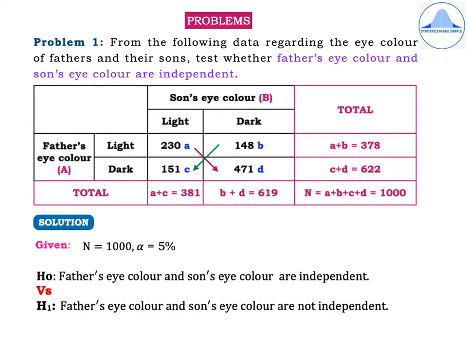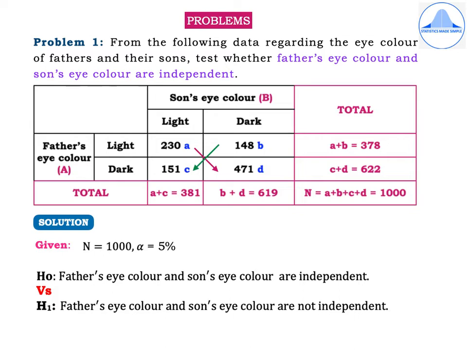The totals are not given. We compute the totals. The information given to us is: we have father's eye color, which is divided into two classes, light and dark. Similarly, son's eye color is divided into two classes, light and dark. And the cell frequencies given are 230, 148, 151, 471.